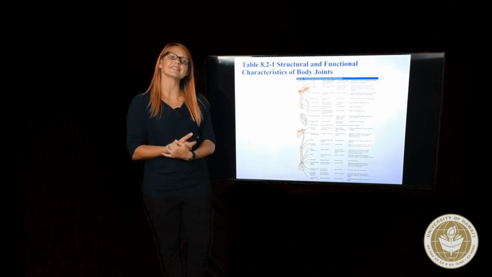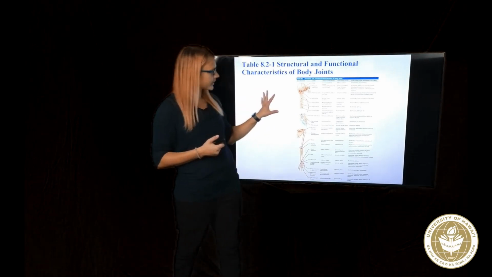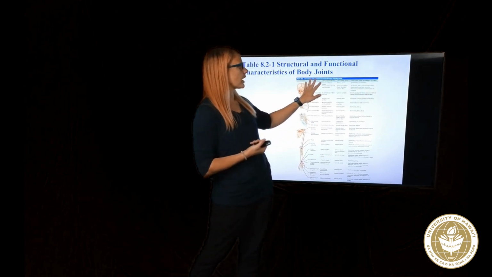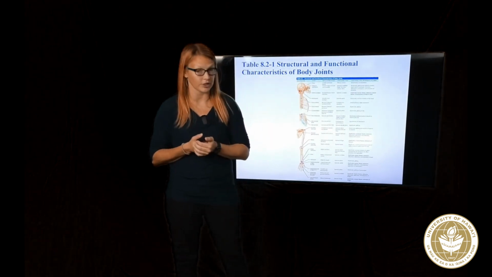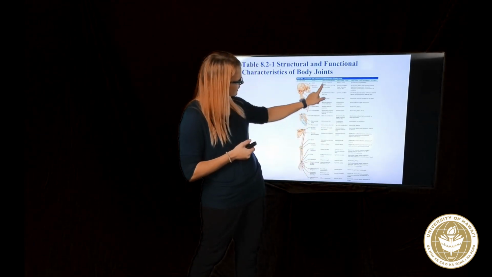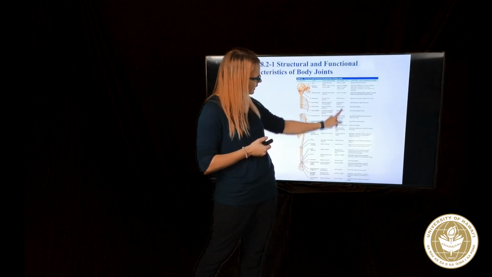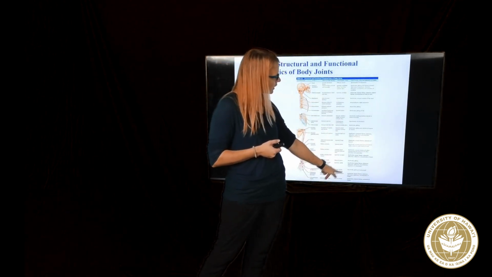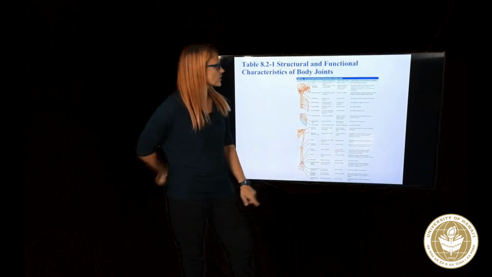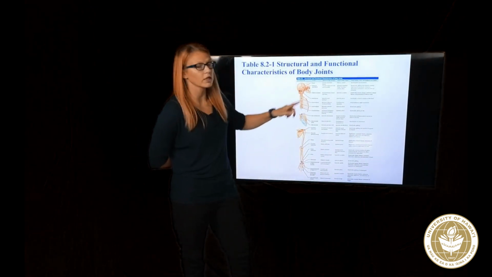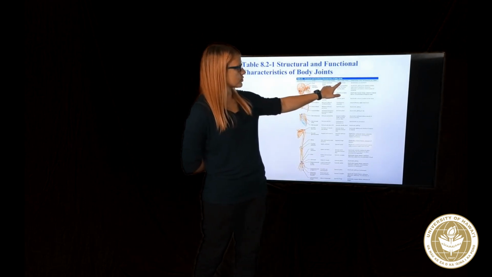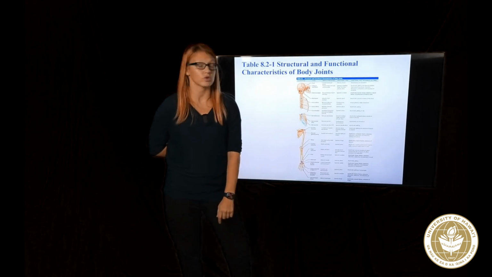Okay, so this is table 8.2. Very scary looking table. What this does is it looks more at the structural and functional characteristics of the body joints. So it tells you first the joint name, right? Then it tells you the articulating bones. It tells you the structural type, and it tells you the functional type. So in other words, the movements that are allowed. So this first one in our skull, we talked about the only type of joints that we have there are going to be those sutures, right? So those are fibrous joints.